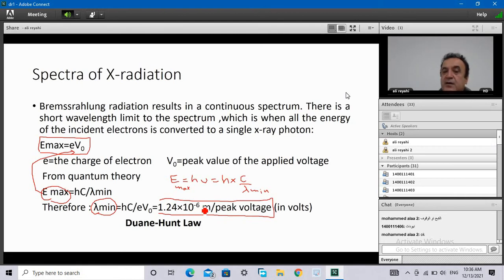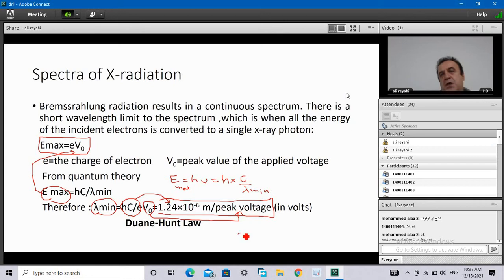Multiplied by 10 to the power 9, divided by the peak voltage. All of this part is converted to this number, because we know the Planck constant, the velocity of light, and the charge of the electron. They are constant numbers and do not change. So they will be converted to this simple number, and we only need the maximum voltage, the peak voltage.